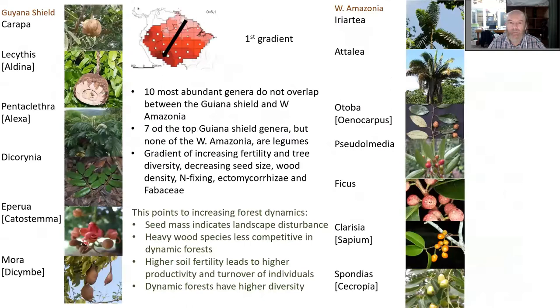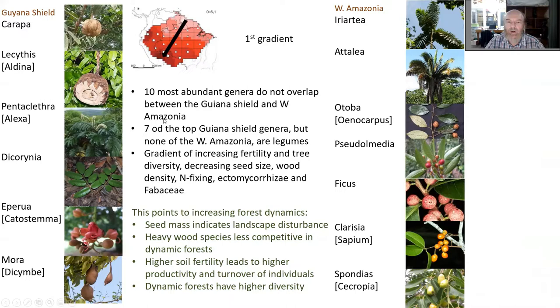So when we look at the first gradient, which was attributed to soil fertility, then interestingly, when you look at the 10 most widespread plant genera in the Guyana Shield, so that means at one extreme of the gradient, and in Western Amazonia, the other extreme, then there is no overlap. This is the 10 genera in the Guyana Shield. There is absolutely no overlap with Western Amazonia. And also the Guyana Shield is dominated by Fabaceae, by legumes. 7 of 10 genera are from that family.